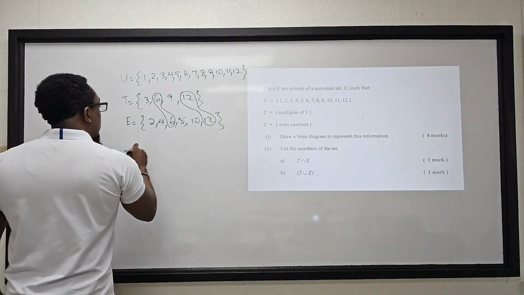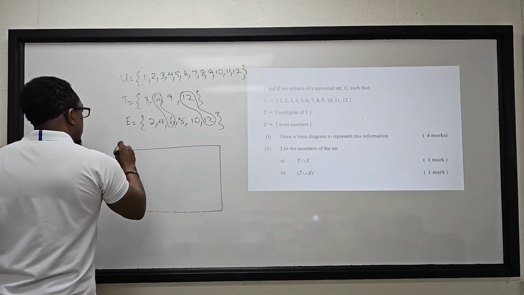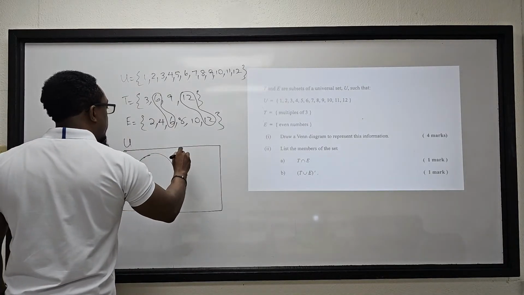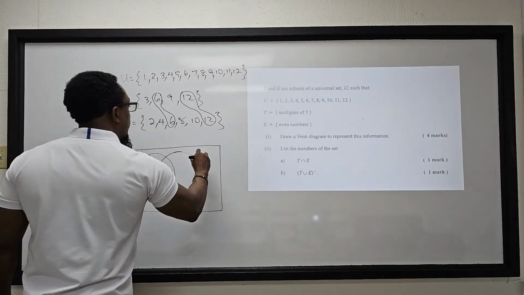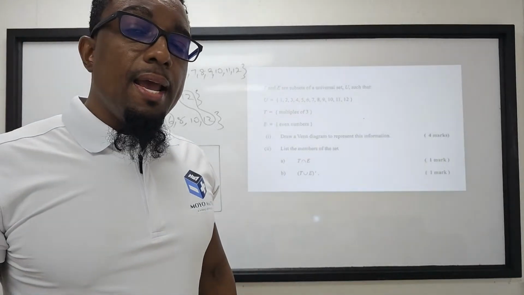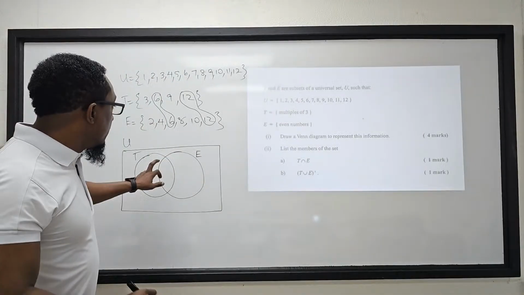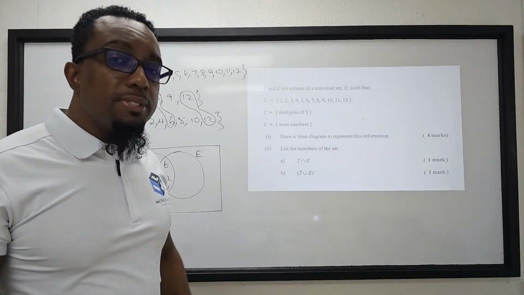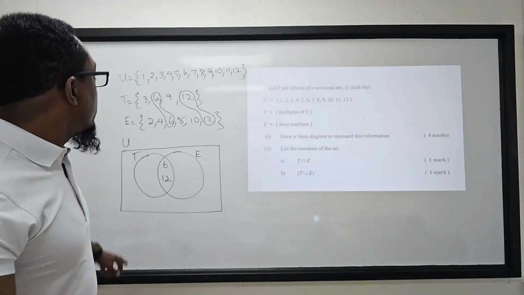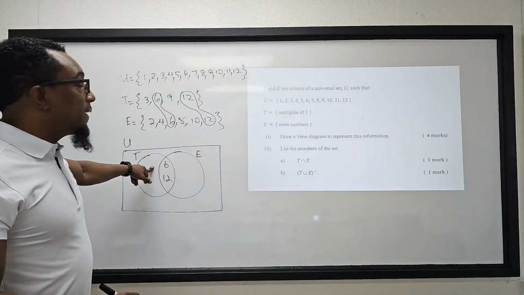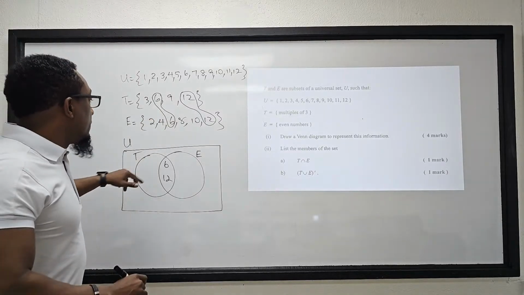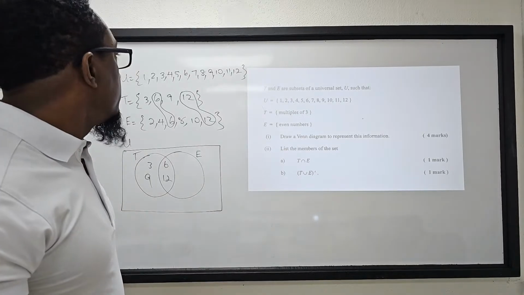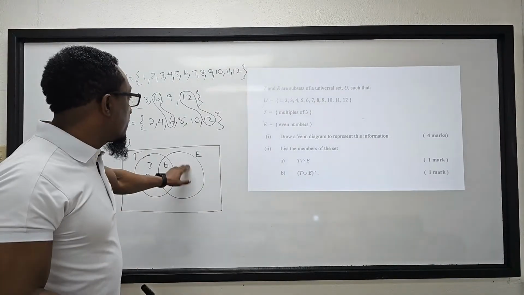So we'll have our rectangle representing your universal set. You will have set T. You have set E. They both overlap, and the elements that are common to both will be placed in this region here, which will be 6 and 12, representing the intersection of T and E. Of course, this region here represents T only, so the remaining elements of T, which are 3 and 9, will be placed in this region. And the remaining elements of E, which are 2, 4, 8, and 10, will be placed in this region.